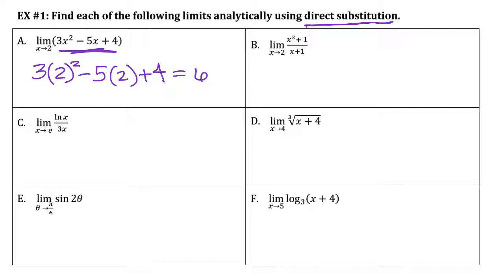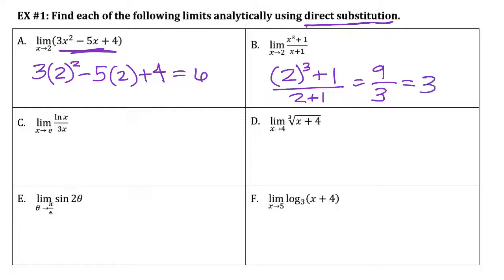We're just going to plug in and work out. And the same is true for part B. We're going to plug in and see what we get. So we're going to have a fraction, and we have 2 to the 3rd power plus 1 all over 2 plus 1. And so when we work that out, it looks like we're going to get 9 over 3, which gives us 3. So that limit is 3.